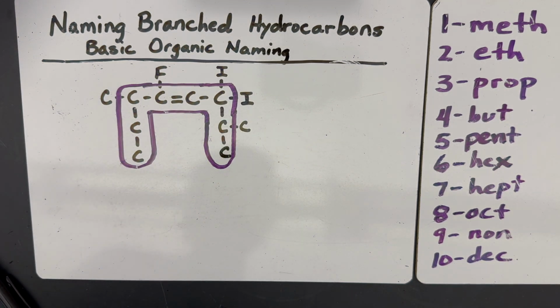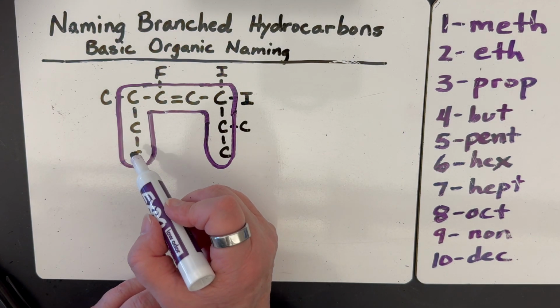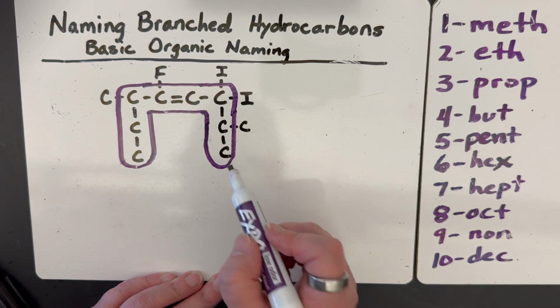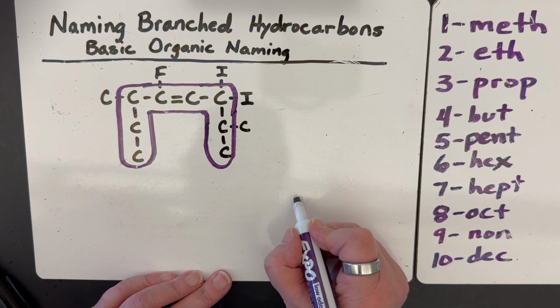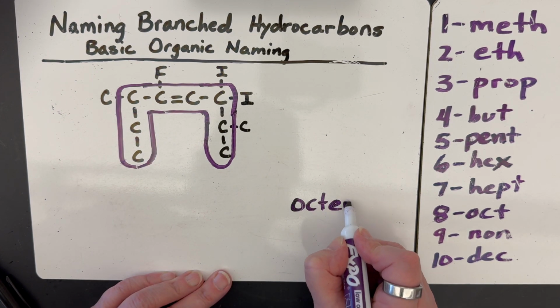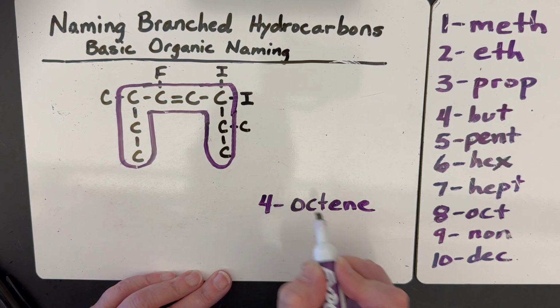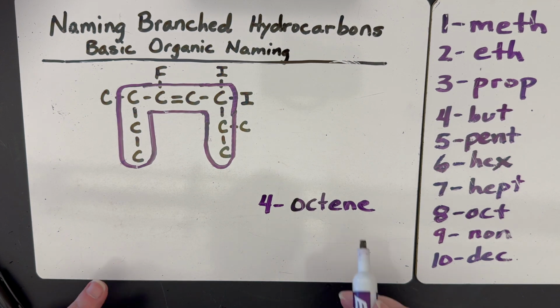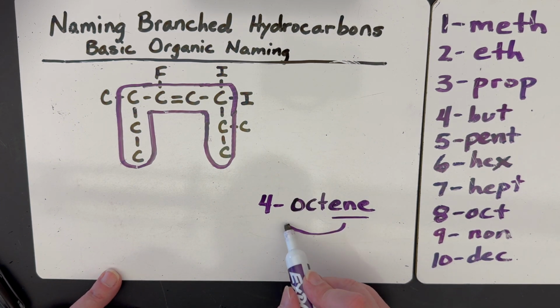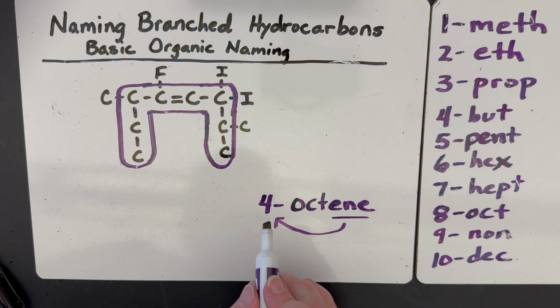So since it's symmetrical like this, we can go ahead and name it and figure out our numbering in a minute. So we have 1, 2, 3, 4, 5, 6, 7, 8, which is oct, double bond, ENE, octene, and our double bond is between carbon 4 and 5. So don't forget, if you have ene or yne, YNE is a triple bond, you have to have a number in front saying where that is.